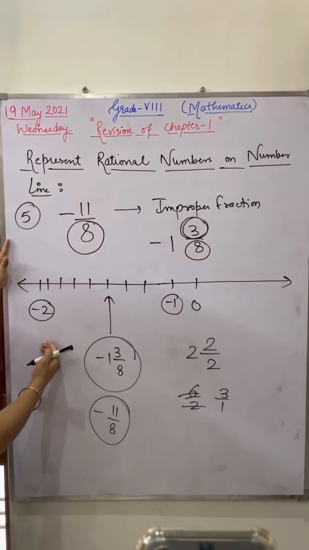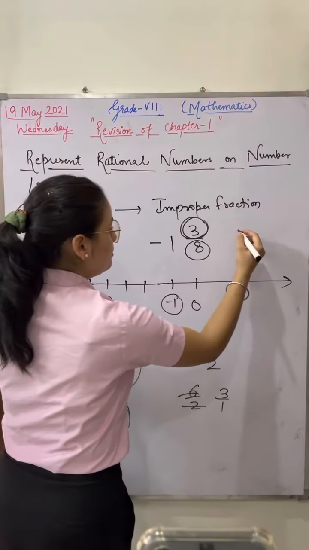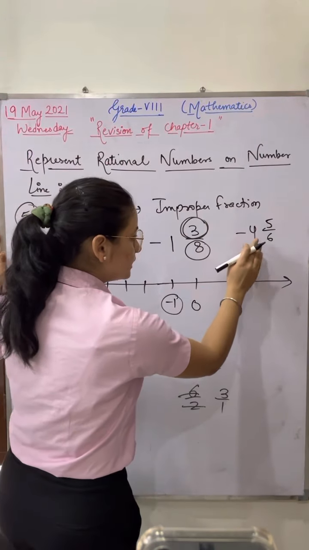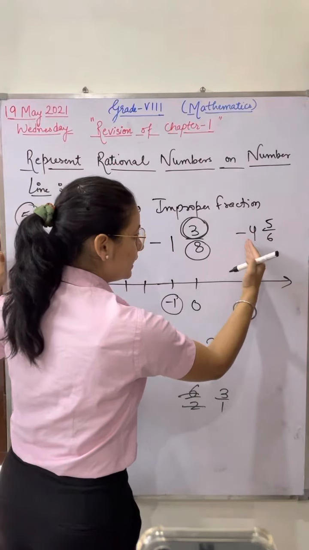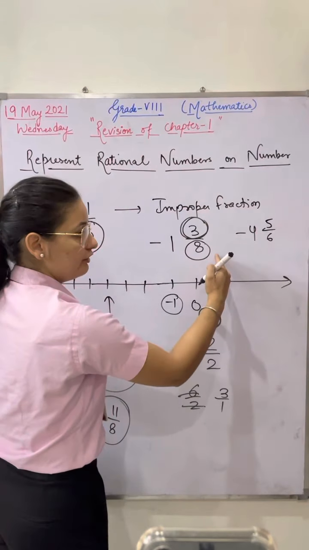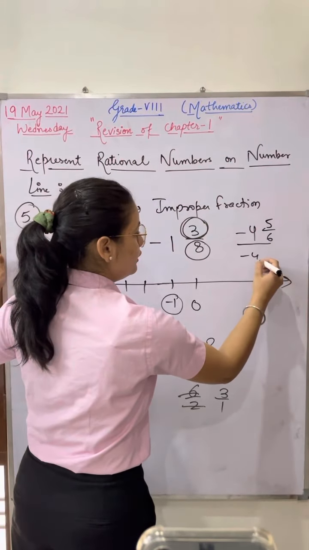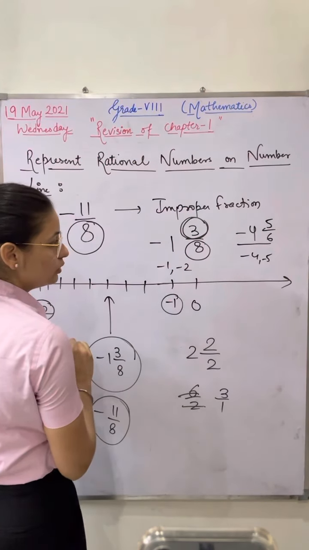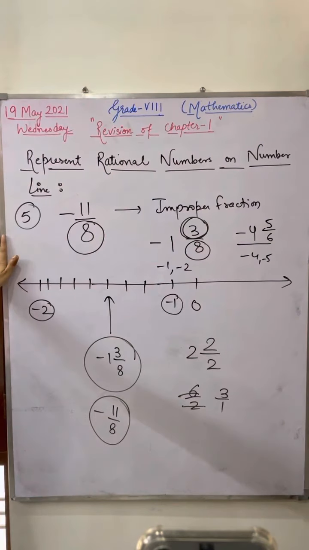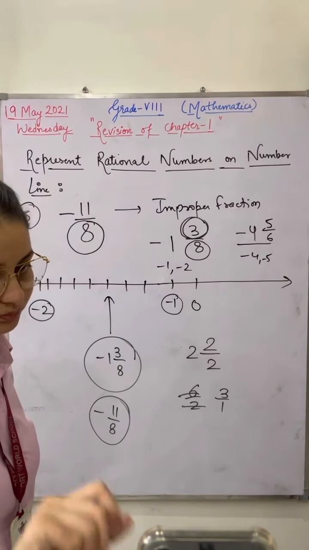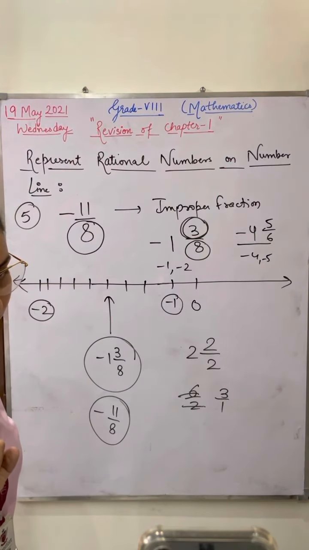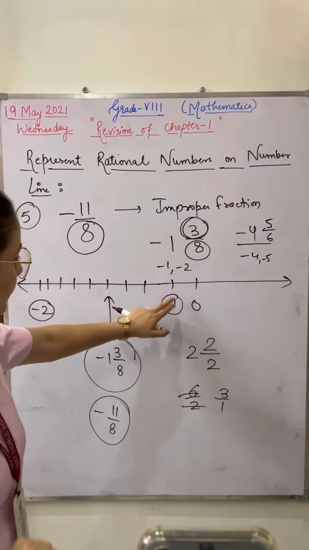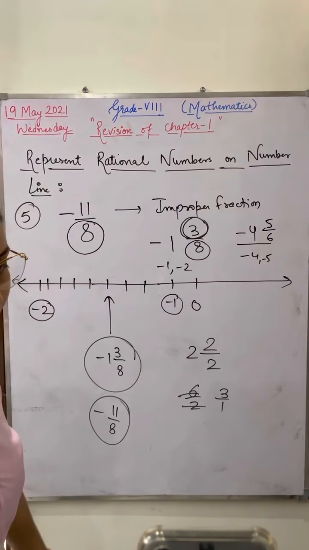Yes, ma'am. It will be minus 4 something, suppose minus 4 5 by 6. So this means it is bigger than minus 5 and lesser than minus 4. It will lie between minus 4 and minus 5. Then we have to write in front of them minus 1, minus 2. Yes, you have to mention minus 1, minus 2 here.